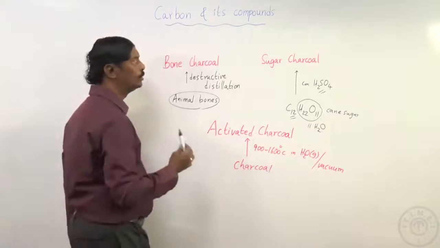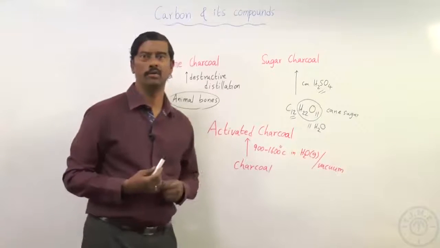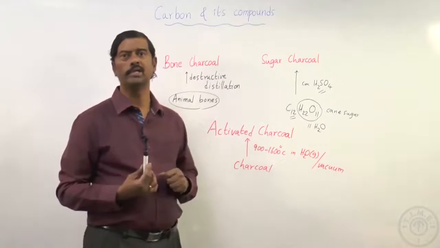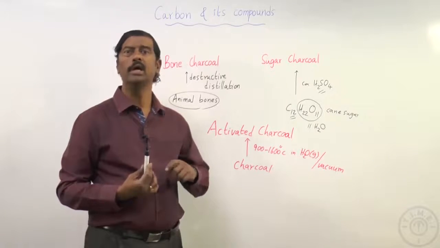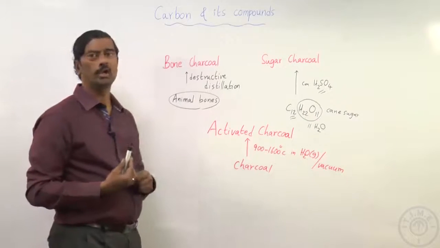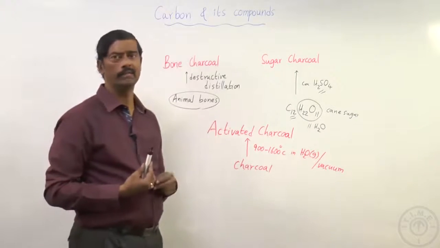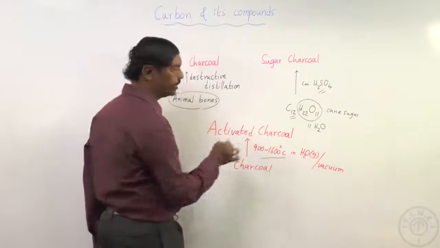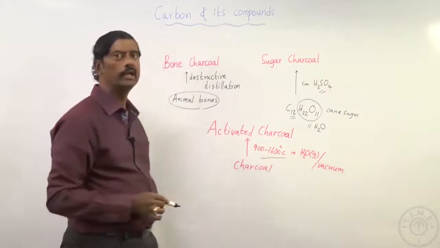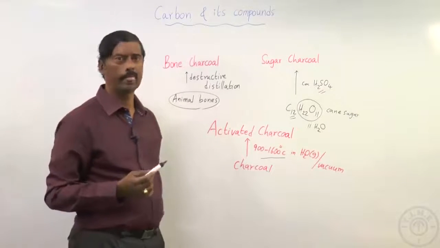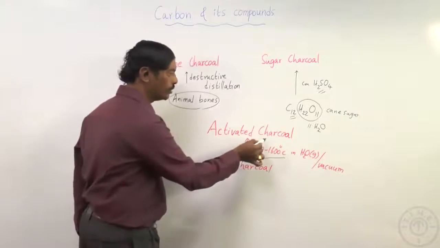Next, how to enhance the activity of charcoal. Charcoal we said has got a good amount of porosity. A lot of pores are there and therefore it can function as a good adsorbing agent. Now, how to improve the adsorption ability of charcoal? This charcoal is subjected to a temperature of 900 to 1600 degrees Celsius in an atmosphere of either water vapor or simply vacuum, and then you get activated charcoal.